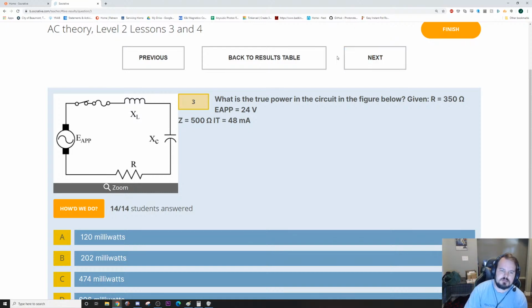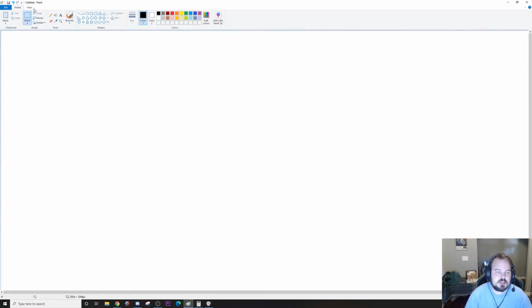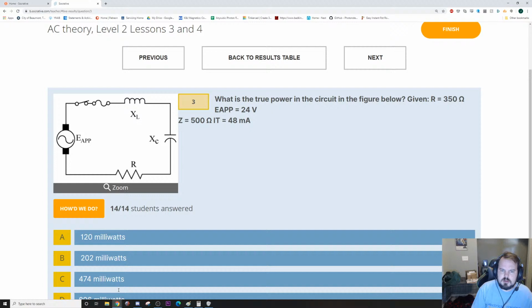Alright. So let's make out our chart. It's going to be a super easy one. No, that picture doesn't really give us anything. So let's make our chart out. We need a brush. We need Z equals, it was 500 ohms, I want to say. Yes. I total is 48 milliamps.